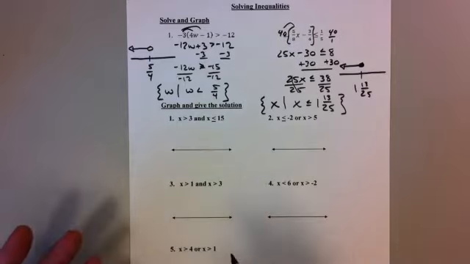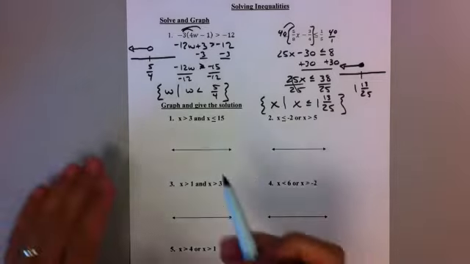Now the word and is inclusive. It means both things have to be true. So I need a number that's bigger than 3 and at the same time it's less than 15. So I couldn't pick the number 30, because 30 is bigger than 3, but it's not less than or equal to 15. And the same thing with negative 7. Negative 7 is less than or equal to 15, but it's not bigger than 3. So I have to pick numbers that are between those.